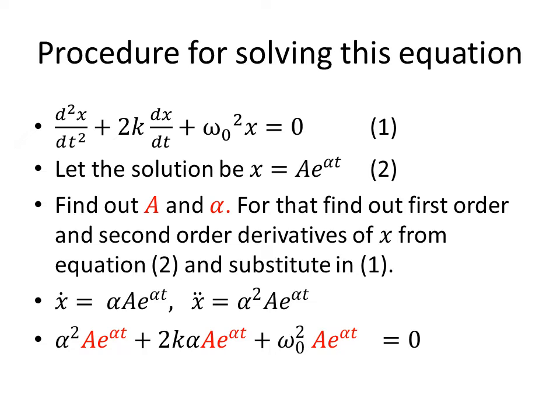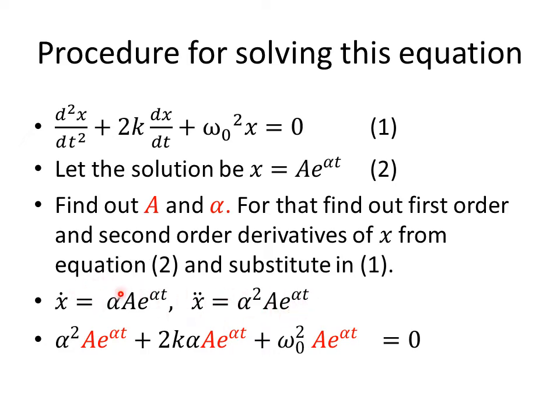First of all, in the second order differential equation we have d square x by dt square and dx by dt. dx by dt is the first order derivative of x, and d square x by dt square is the second order derivative with respect to time. Let me write down the first order derivative as x dot and the second order derivative as x double dot. From x equal to a e raised to alpha t, we first find dx by dt, x dot, which will be alpha a e raised to alpha t. Then x double dot, which is d square x by dt square, we can easily obtain as alpha square a e raised to alpha t.